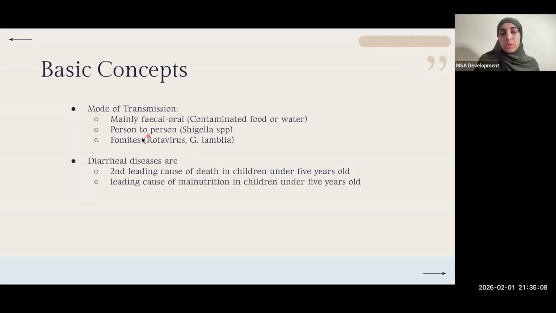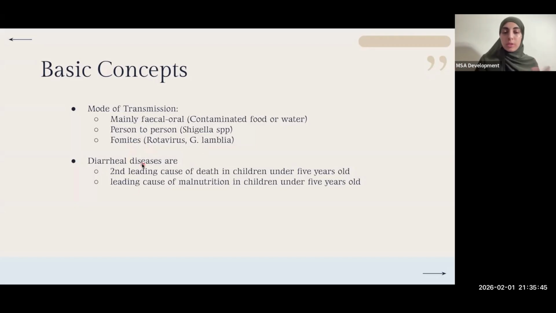You have other forms of transmission, like person to person, specifically when it comes to Shigella. And you also have fomites, especially in rotavirus and Giardia. And rotavirus, as we will see, is associated with diarrhea in kids who go to daycare and preschool. And fomites can be things like toys, okay? So if you have a kid that's infected with diarrhea and their hands are not clean, they touch all the toys around, and then another kid comes and puts this toy in his mouth, this kid now has the same infection because of the fomite, okay?